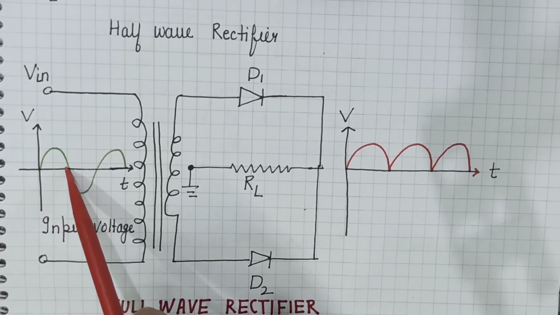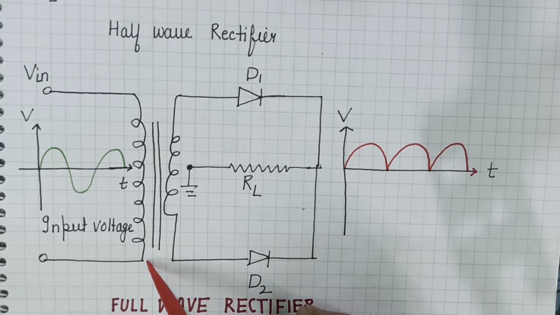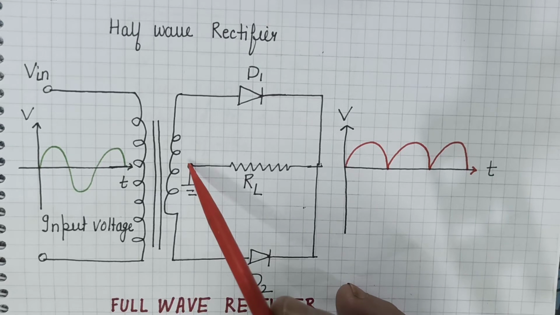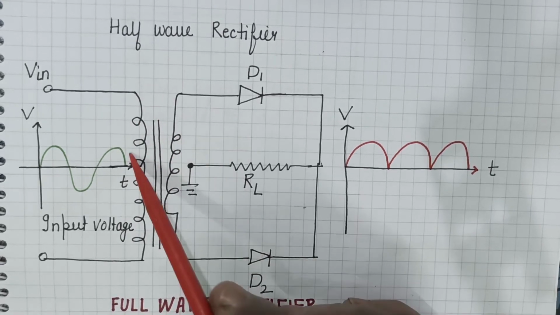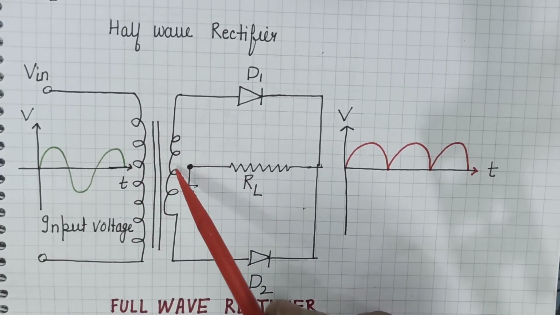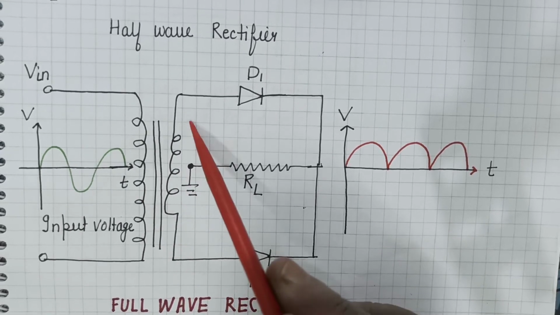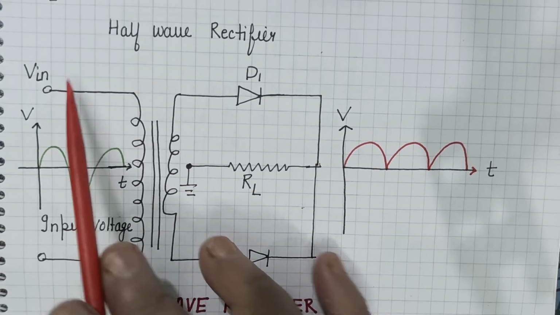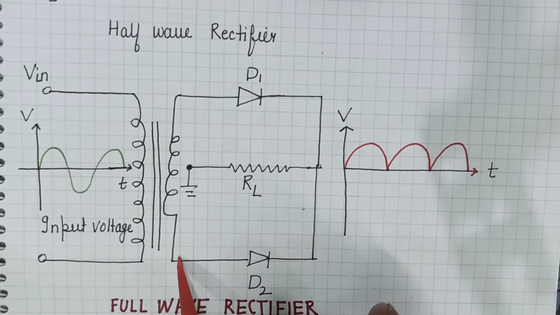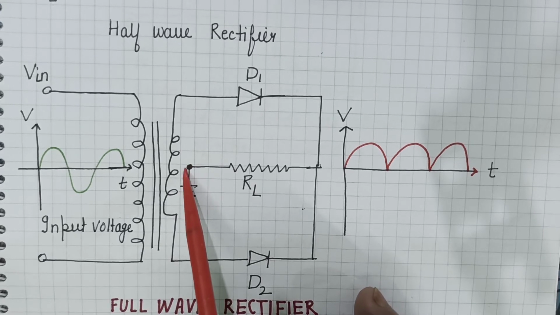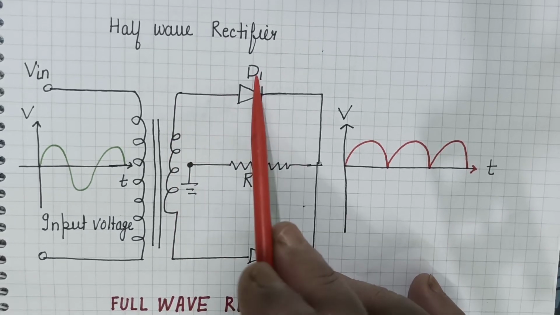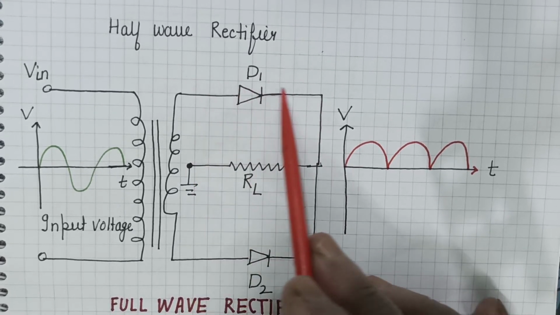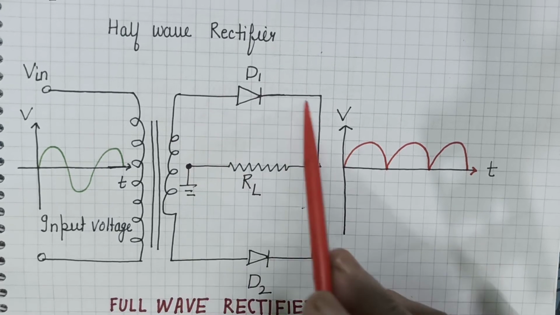When positive half cycle is there, this end is at 0 volt, and this end is positive. This is the actual working. If you want to know the details, then you can go through the complete explanation. But if you don't have time now, then just go through this point, that in the center tapped transformer, if this end is positive, then this end will be negative, and this will be 0 volt. So the P side of D1 is positive, the N side is at 0 volt, this is forward biased, and it will allow the current to flow clockwise.